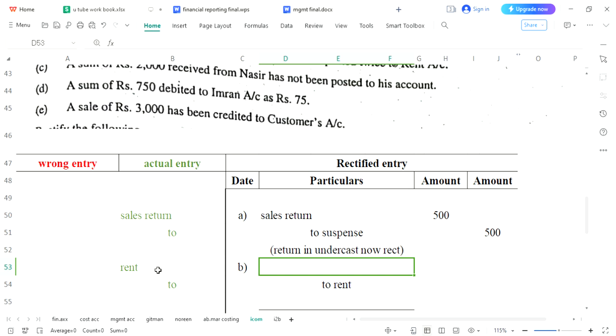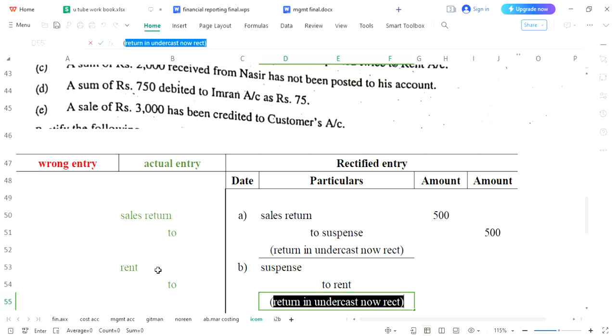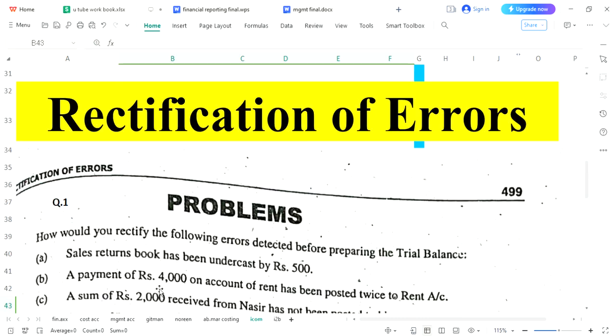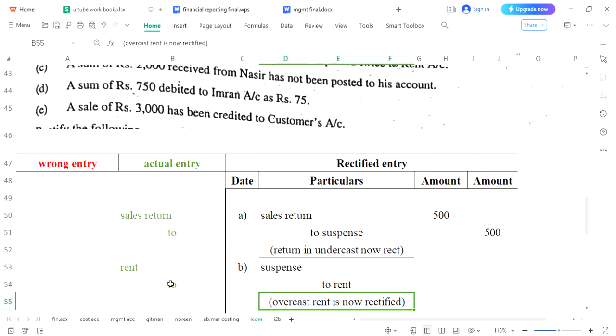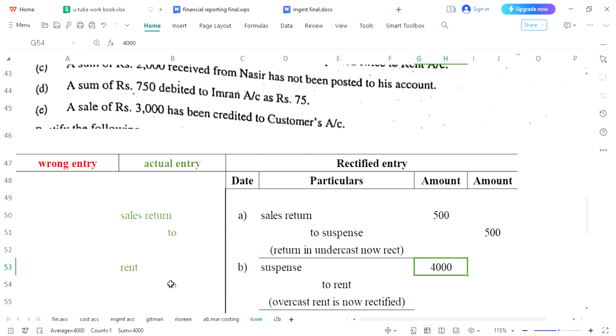And there is nothing written over here. So what you will do, you will write suspense, and in this way suspense to rent has been completed. And what you will say, overcast rent is now rectified. Second entry is completed. There is no problem about the amount, 4,000. Same amount we are going to write on debit side and credit side as well.